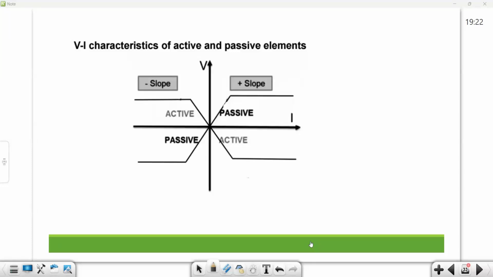Battery is active or passive? Battery is an active element. Capacitor is a passive element.